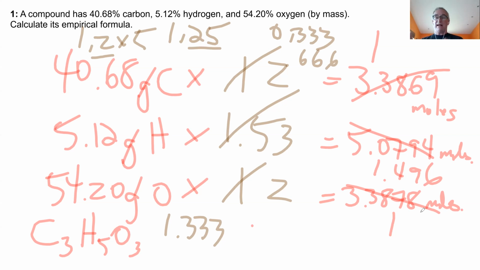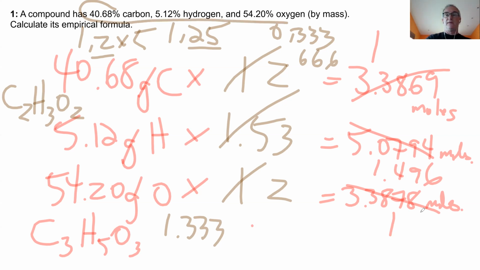Because the first time through, we're going to get some really weird numbers. So the way to find the simplest ratio between those weird numbers is just to find the smallest number and divide everything by that. So our final answer here would be C2H3O2. That is the simplest ratio of whole numbers that gives us these amounts of carbon, hydrogen, and oxygen by mass. Okay? Does that make sense to everybody?